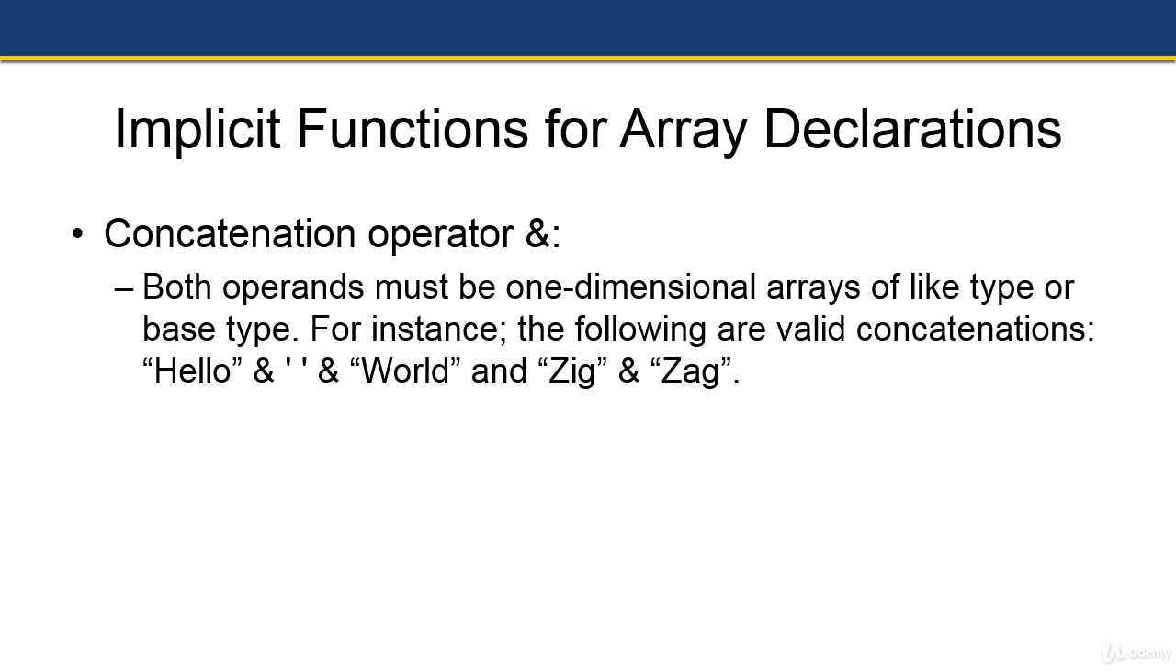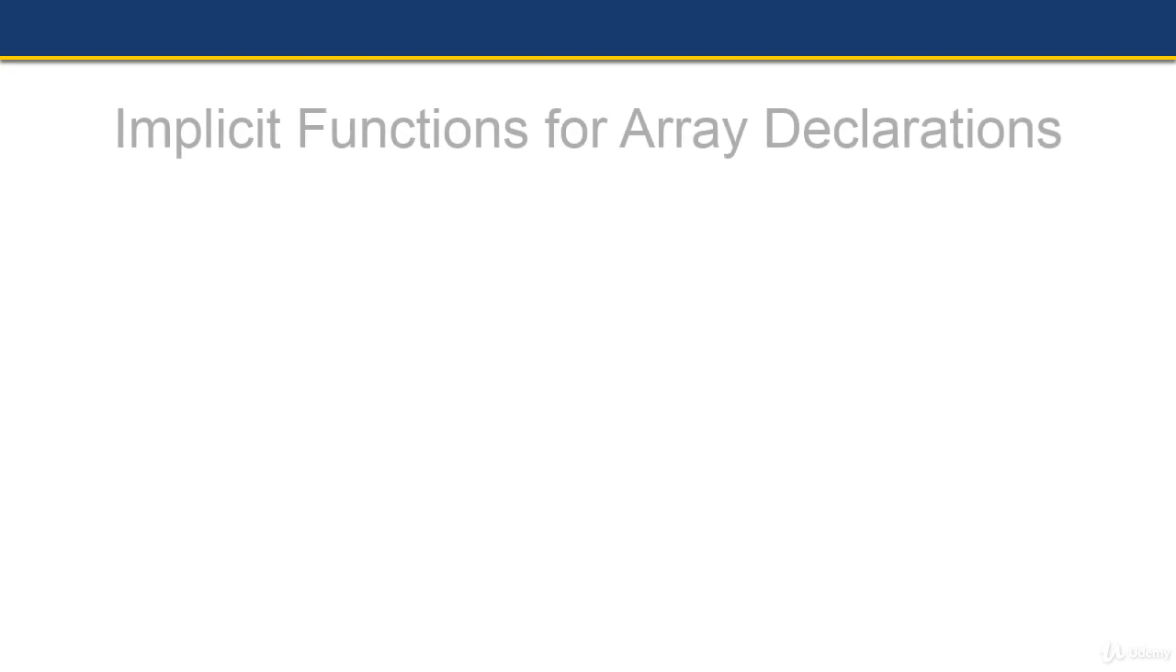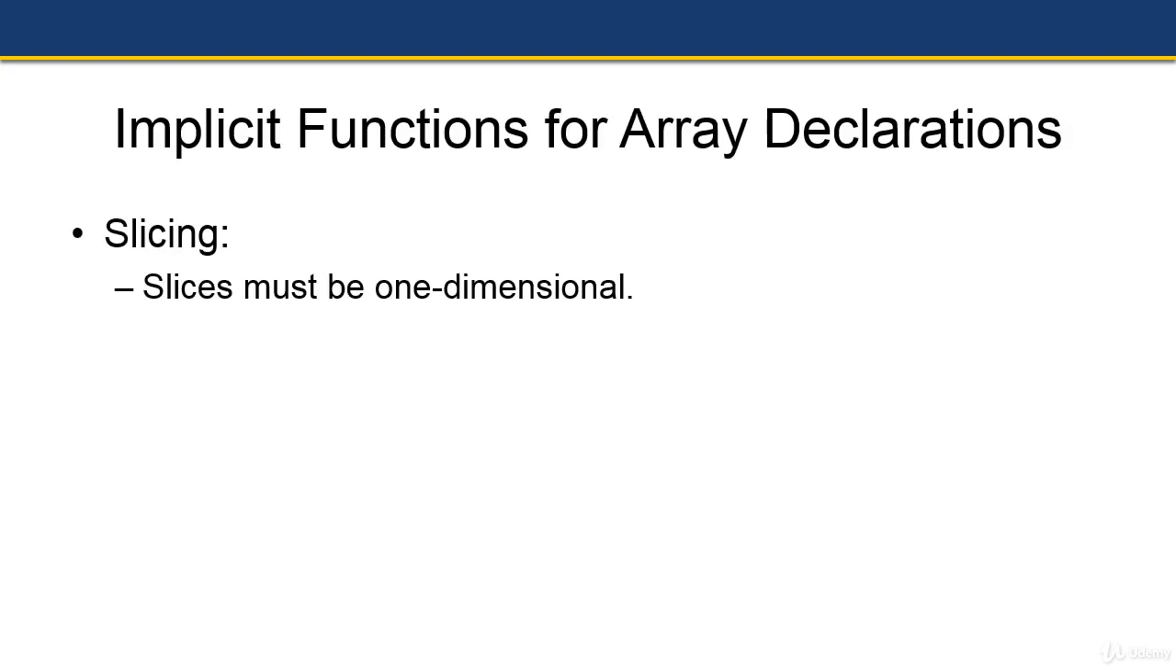For the concatenation operator, ampersand, both operands must be one-dimensional arrays of like type or base type. For instance, the following are valid concatenations. Hello concatenated with a space concatenated with world, which would give you hello space world, and zig and zag, which would concatenate the words zig and zag, no space. Also, when we're taking a slice of an array, the slices must be one-dimensional.